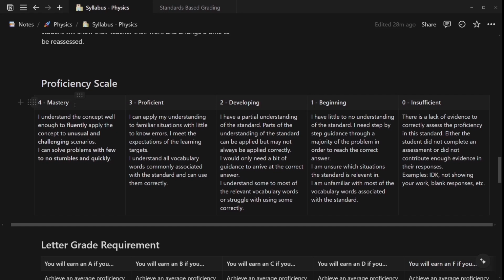Let's start with the 4. First off, do not expect to get 4s. Your goal is not to get 4s. 4s are rare. They're not given out that often. If you've ever watched The Great British Baking Show, they're like a handshake from Paul Hollywood.